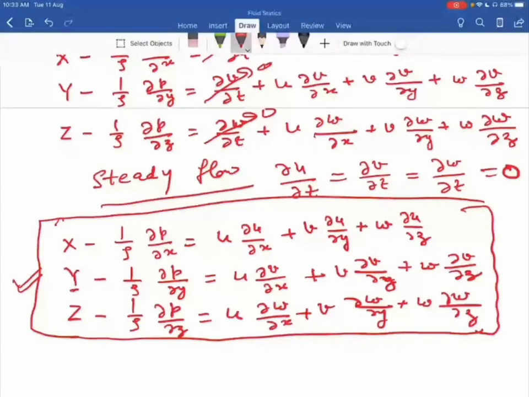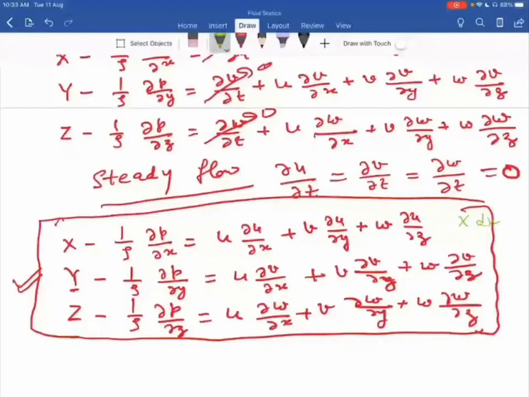ठीक है, तो अब मैं क्या करने जा रहा हूं, I multiply each equation by its respective displacement. मतलब जो फर्स्ट इक्वेशन है अलोंग एक्स एक्सिस उसको मैं मल्टीप्लाई करूंगा सभी टर्म को बाय dx, सेकंड को बाय dy एंड थर्ड को बाय dz. ठीक है, and I again write these three equations.